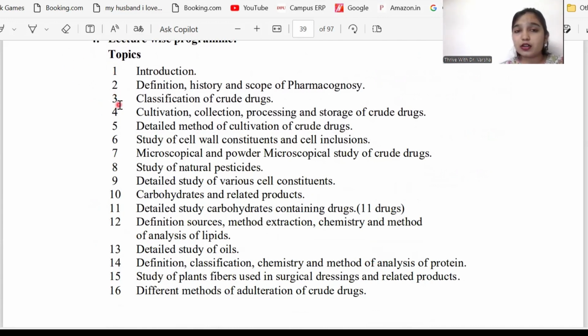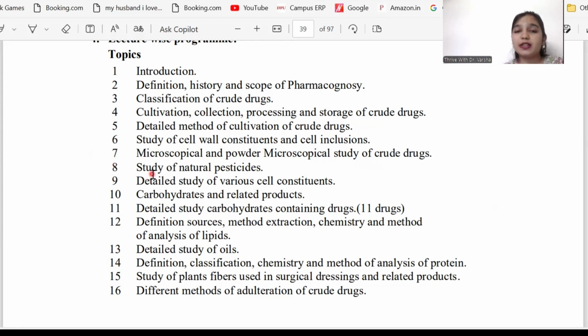The first, second and third topics will be for 2 marks: introduction, definition, classification. Then the fourth, fifth and sixth chapters will be for 5 marks. They can also ask you to study cell wall constituents and cell inclusions for 2 marks, and they can combine all this and ask you the fifth chapter. You might get the fifth chapter combined with the fourth chapter, and they can ask you for 10 marks. The seventh chapter is for 5 to 10 marks, and some parts like the definition they might ask you for 2 marks, but it's majorly for 5 to 10 marks.